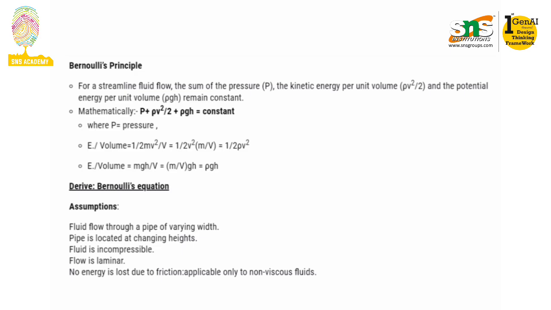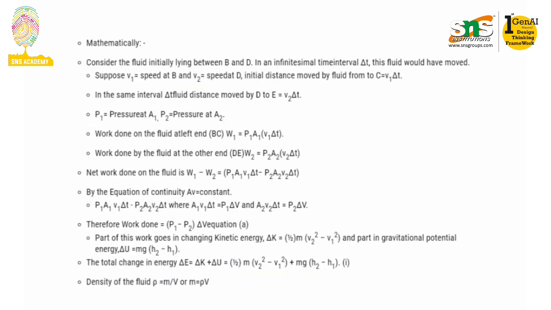Mathematically, initially the fluid lies at points B and D, as you can see very clearly in this diagram. In a small interval of del t, the fluid would have moved, correct? Suppose V1 is the speed at B, and V2 is the speed at D. The initial distance moved by the fluid can be taken as follows.